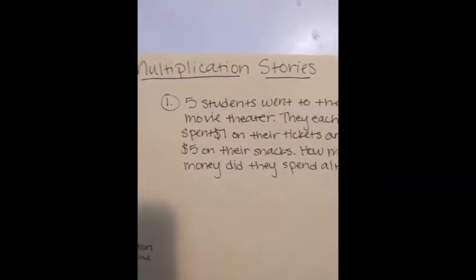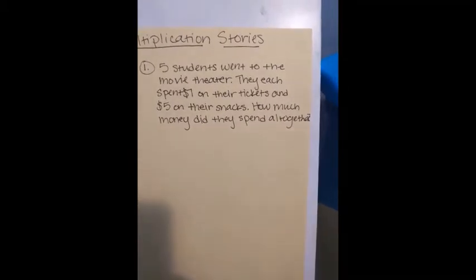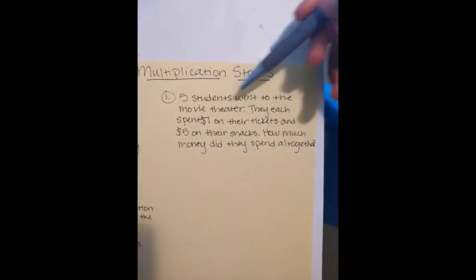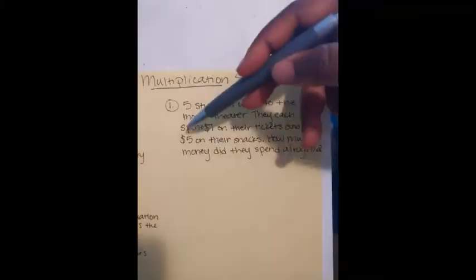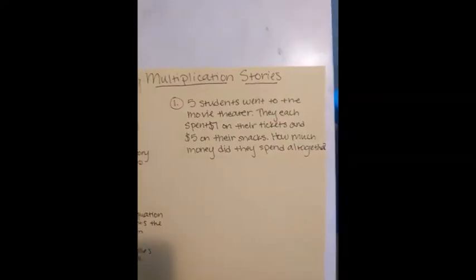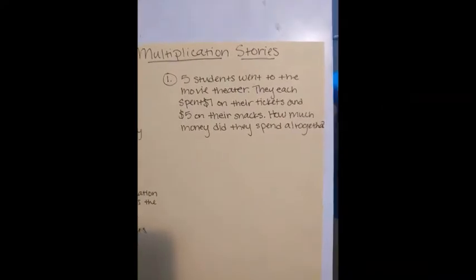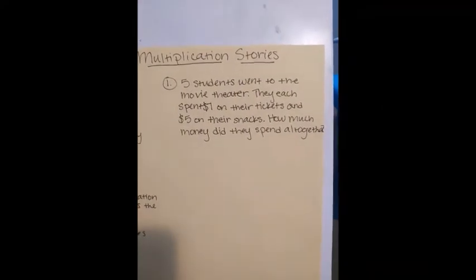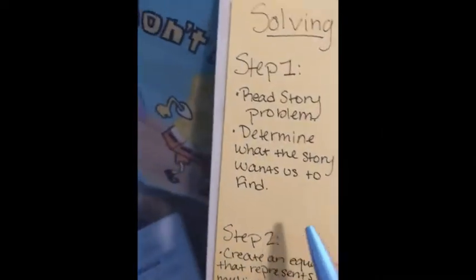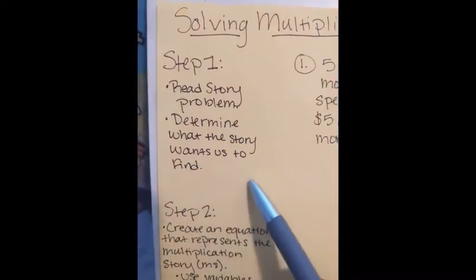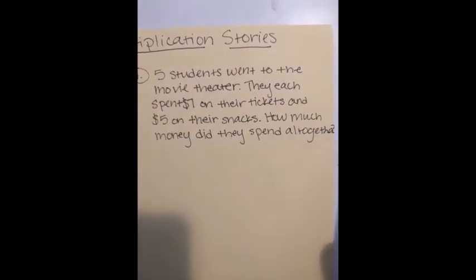So we must reread to understand what the story problem wants us to find. So let's do that again. 5 students went to the movie theater. They each spent $7 on their tickets and $5 on their snacks. How much money did they spend altogether? When we read that multiplication story, we understand that this question is asking us how much money did they spend altogether. That is what the multiplication story wants us to find.